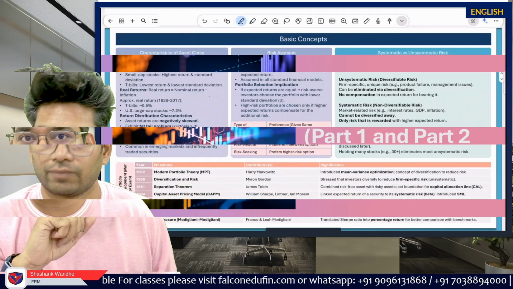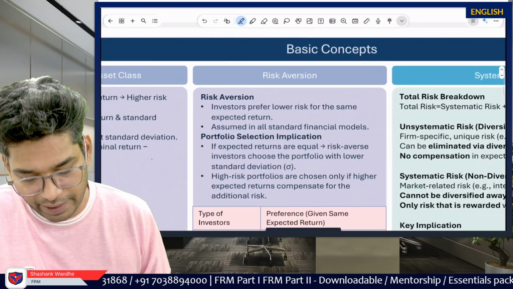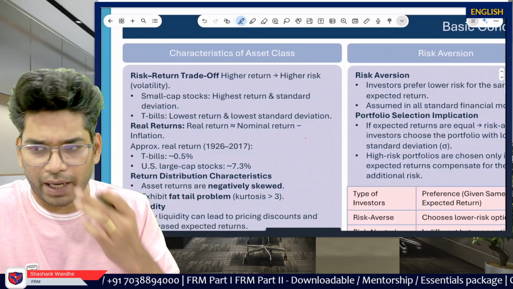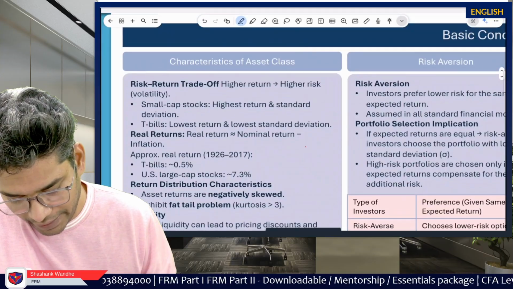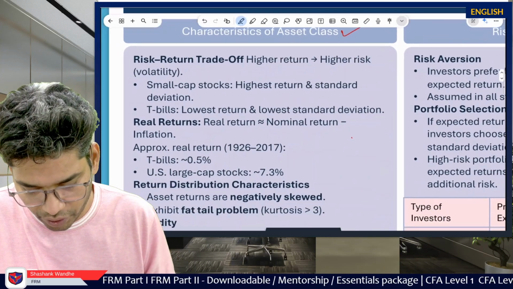Now we'll start the revision part. Let's see the first slide. In the first slide, we will discuss the basic concepts given in both the chapters, part 1 and part 2. It starts with the characteristics of the asset classes, a very brief introduction.